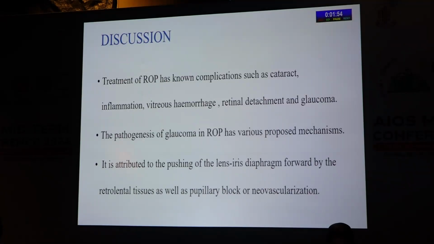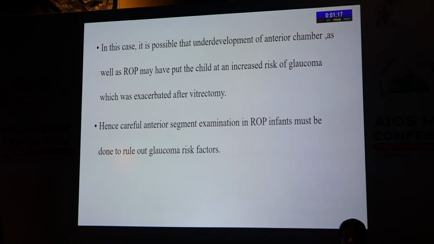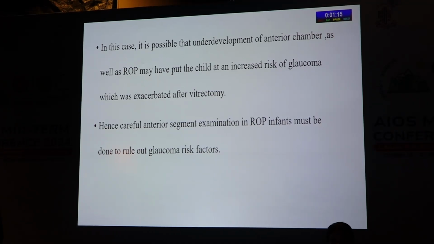So treatment of ROP has known complications such as cataract, inflammation, vitreous hemorrhage, retinal detachment and glaucoma. The pathogenesis of glaucoma in ROP has various proposed mechanisms, including the incomplete development of the anterior segment and angle closure. It is attributed to pushing of the lens-iris diaphragm forward by the retrolental tissues as well as pupillary block or neovascularization. In this case, it is quite possible that the underdevelopment of the anterior chamber as well as the ROP may have put the child at an increased risk of glaucoma, which was then exacerbated after vitrectomy. Hence, a careful anterior segment examination in ROP must be done to rule out glaucoma risk factors.